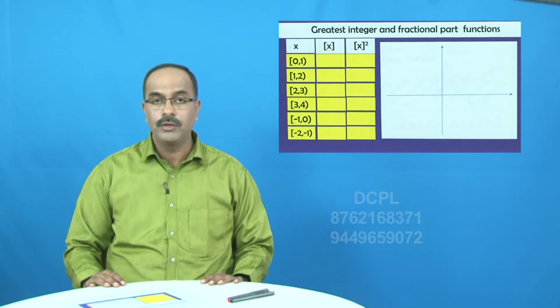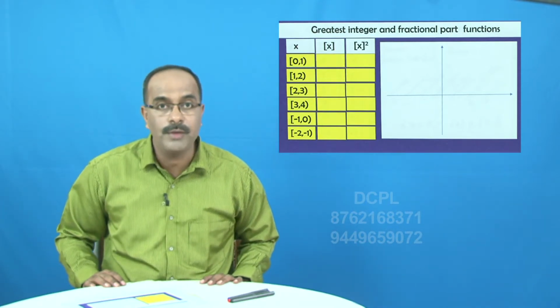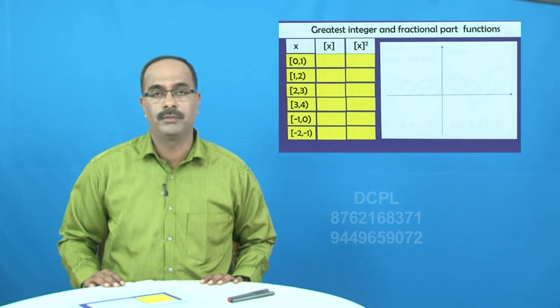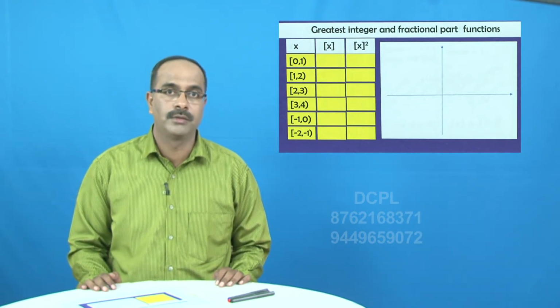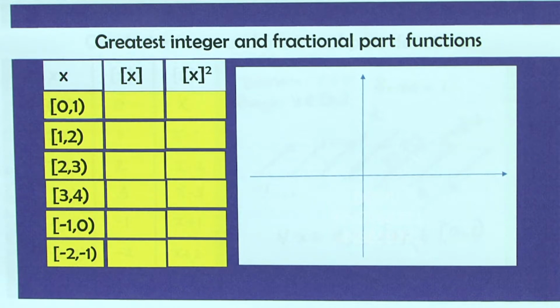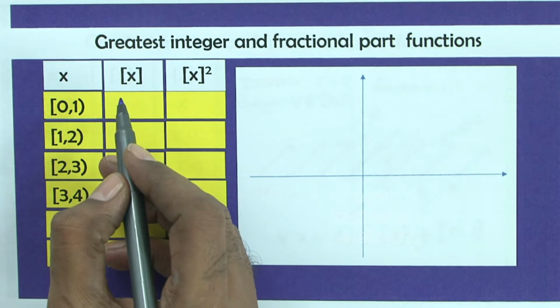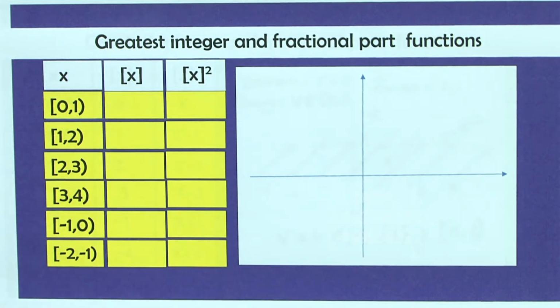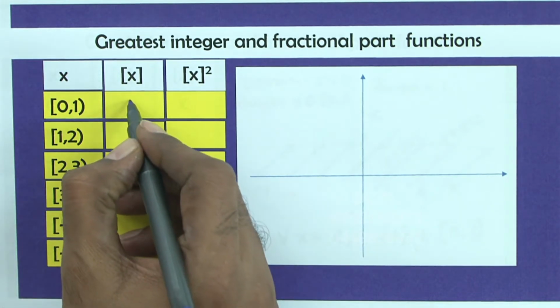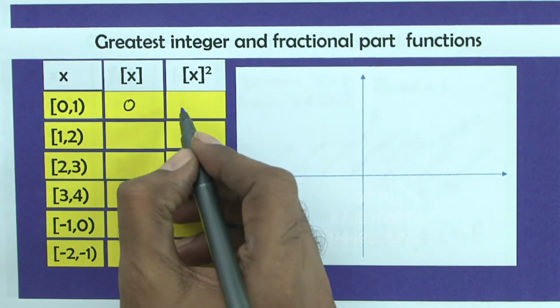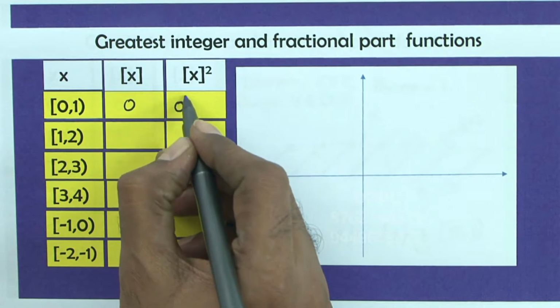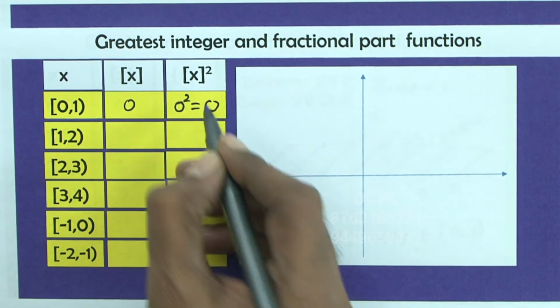Dear students, now let us understand the integral part of x whole square. It's a very simple graph. You can easily analyze this. Look at this. If x lies between 0 and 1, integral part of x is 0. What is integral part of x square? That is 0 square, that is clearly equal to 0.